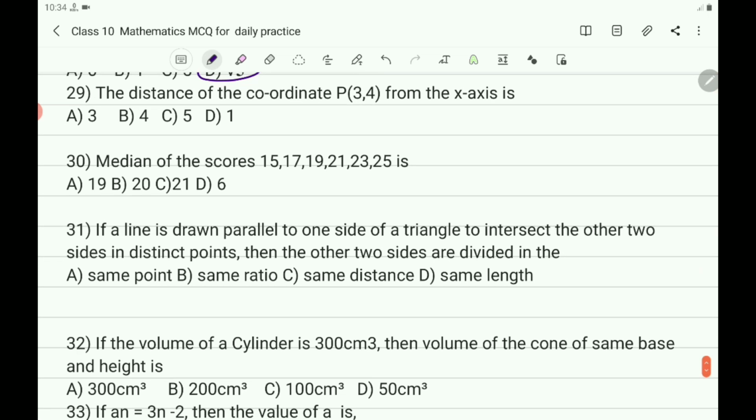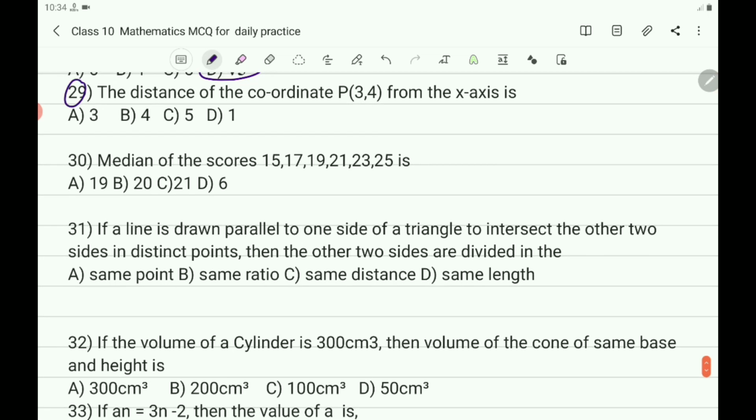Then you take the next question, 29th question. The distance of the coordinates P(3, 4) from the x-axis. It is already discussed that here we have to take the second value, that is the y coordinate. So what is the answer here? Option B. If you consider a point P(3, 4), the first one is the distance from the y-axis, the second one is the distance from the x-axis, that is the y coordinate. So option B is the answer.